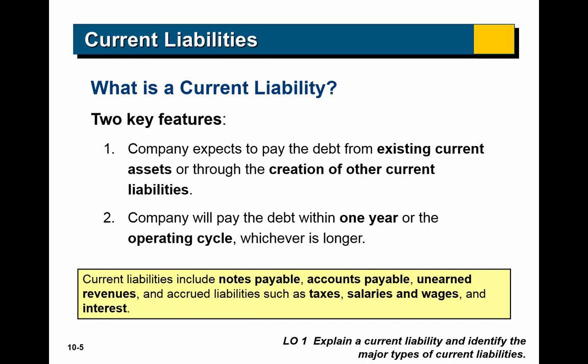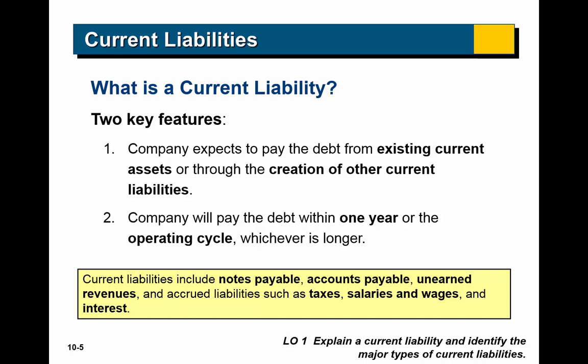All right, so liabilities are broken into two categories, just like we talked about our assets being either current assets or plant assets, or sometimes we call them non-current or long-term assets. So with liabilities, we have current and we have long-term or non-current liabilities.